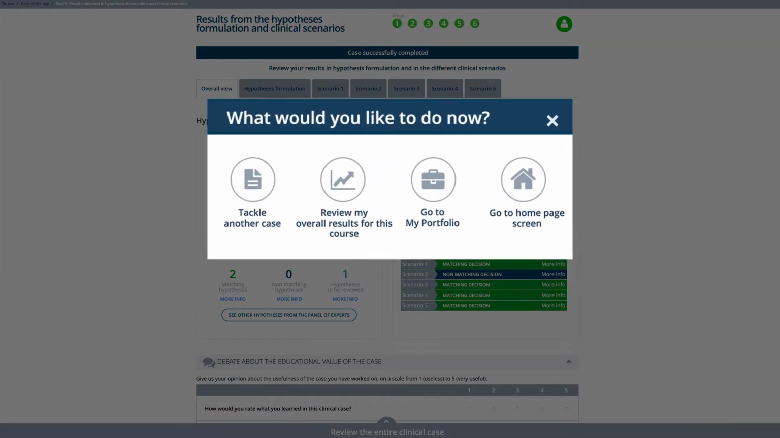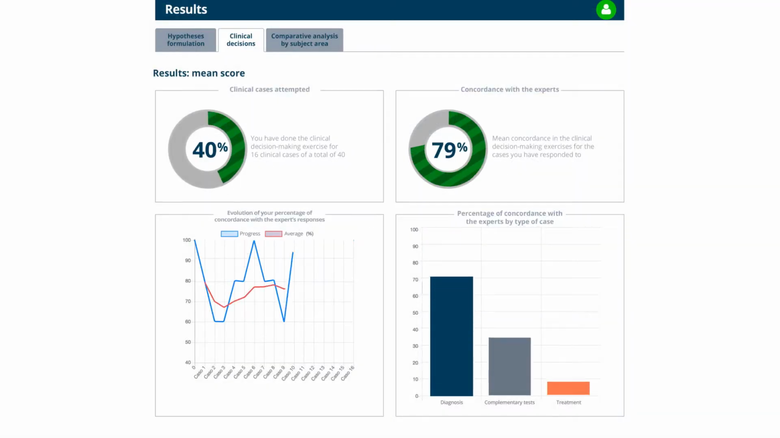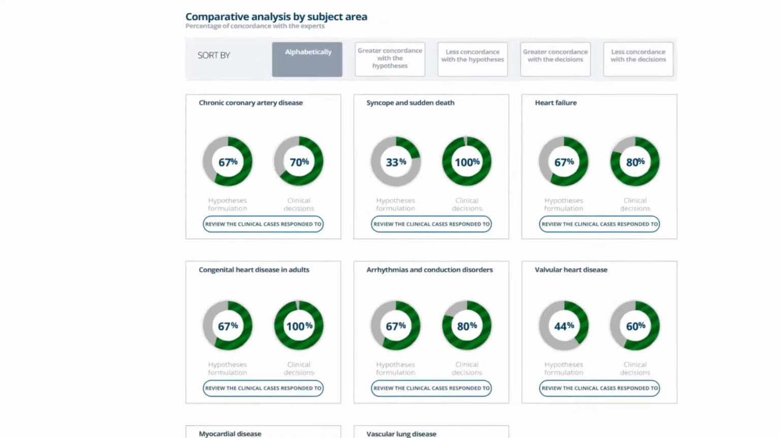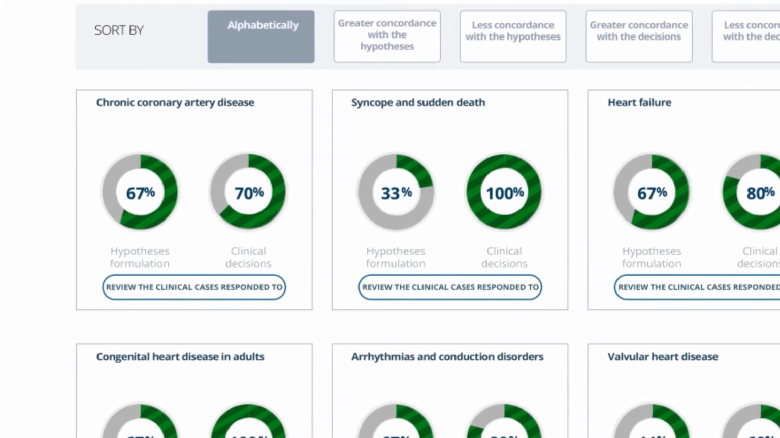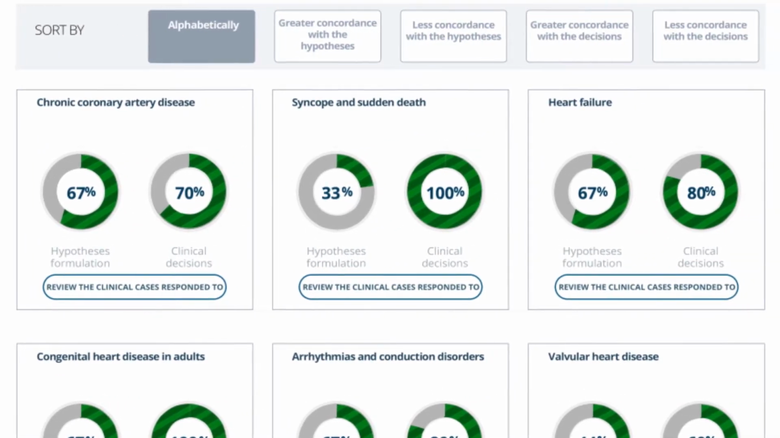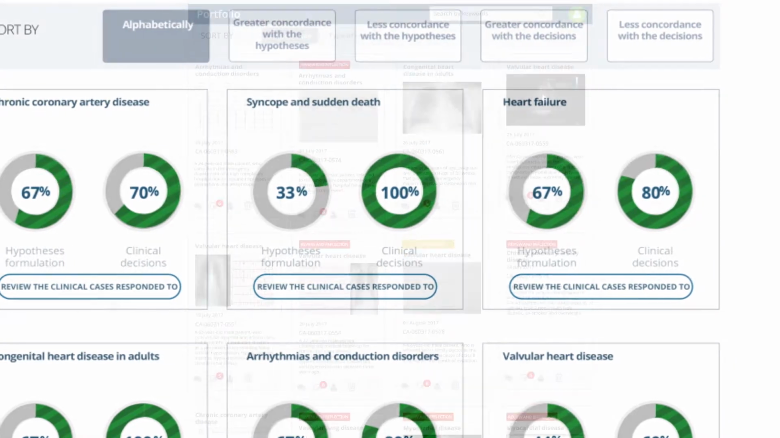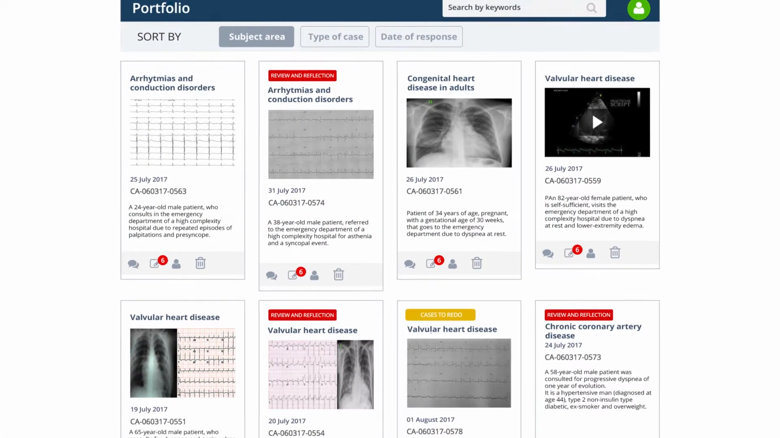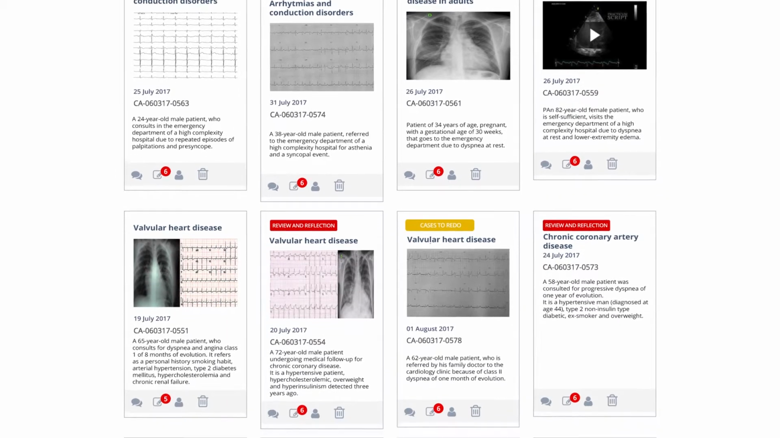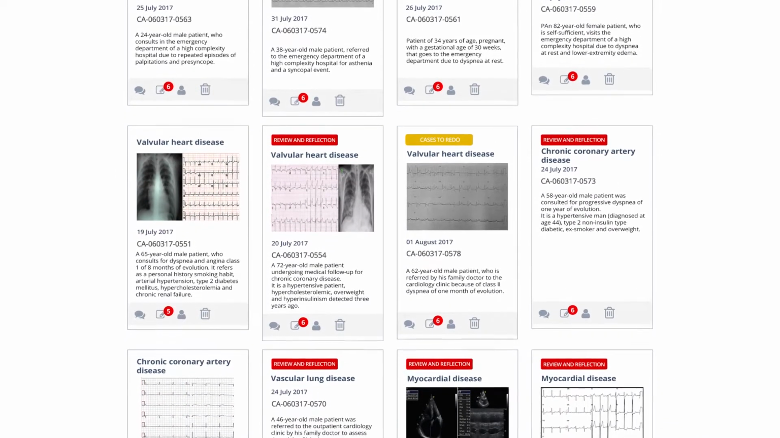Once the simulation is finished, you will be able to choose to tackle a new case immediately, to see your overall results, to consult the indicators of your progress throughout your training, or to go to your portfolio to reflect on your performance for each case that you solved.